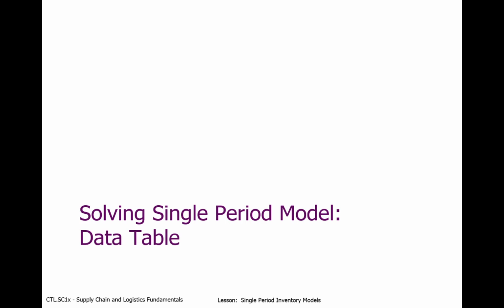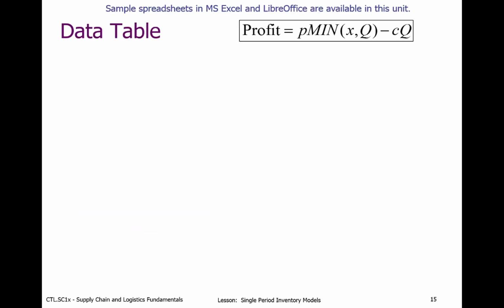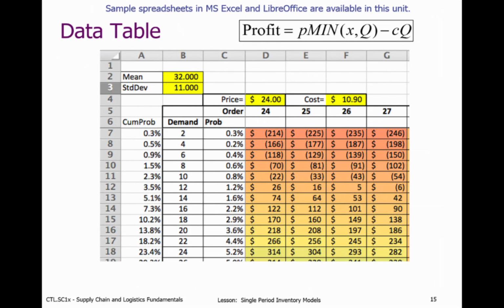Okay, so let's find the optimal order quantity for the NFL jersey problem using a data table. I'm going to set up a data table, and the version I'm going to show you is in Excel. This is attached to the unit if you want to follow along and see how the spreadsheet's set up. There's also a version for LibreOffice in there as well. All the functions are the same.